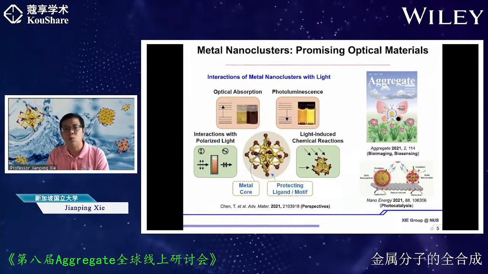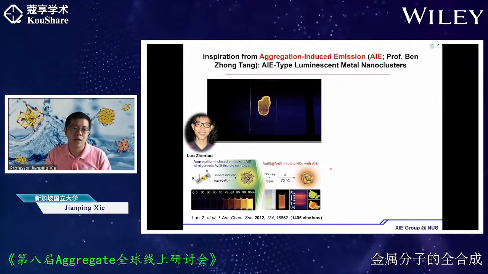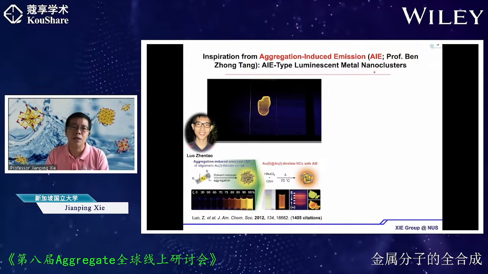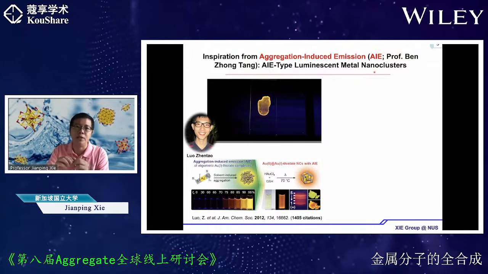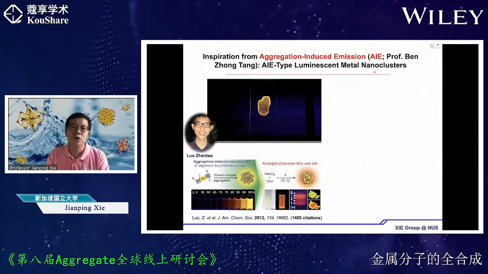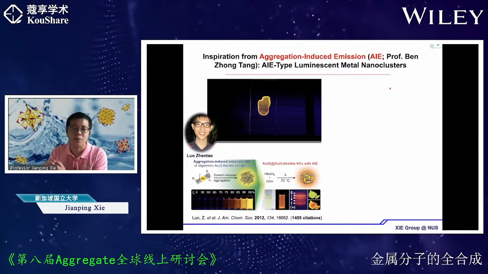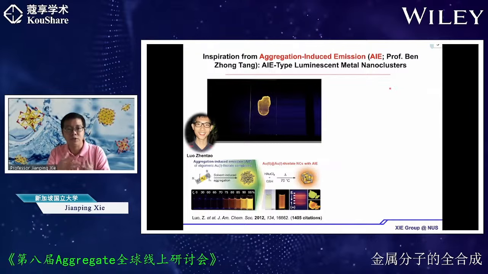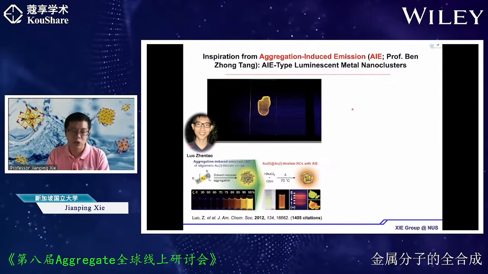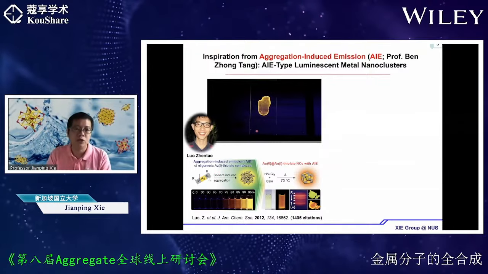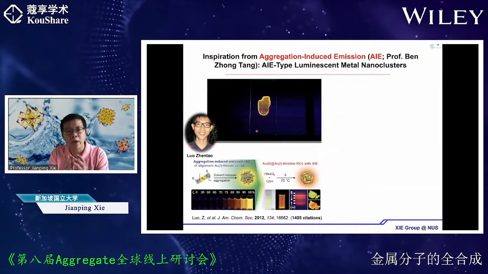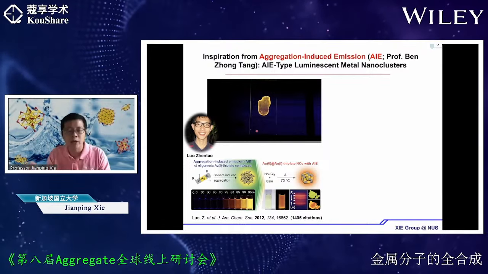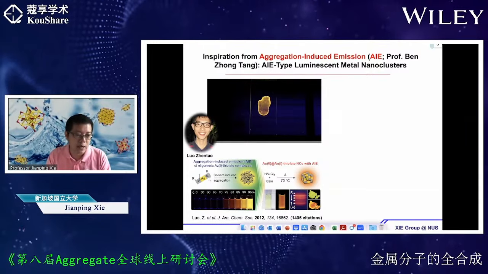So we started to work on the luminescence properties of metal nanoclusters more than 10 years ago. We were very lucky to get inspiration from Professor Benzhong Tang on the AIE properties, which we call aggregation-induced emission in organic molecules, right? We found that inorganic molecules, like metal molecules, have similar aggregation-induced emission. When the molecules aggregate together, the luminescence is increased, enhanced. When we dissociate these molecules, the luminescence decreases, right?